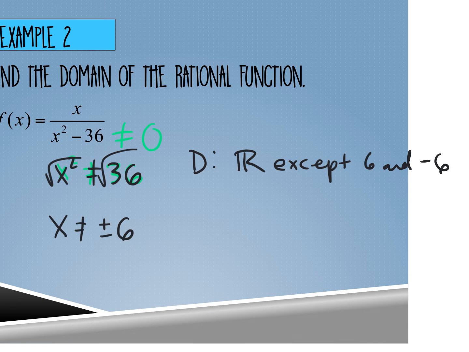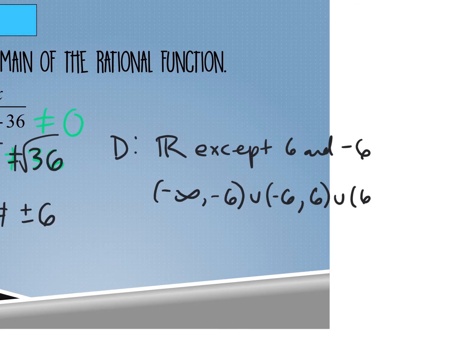Or if I write it as an interval notation, I start with negative infinity and go to where? Negative 6. And then where do I pick back up again? Negative 6 to 6, and then 6 to infinity. So just remember, your domain starts with the smallest number. That's why we start with negative infinity. Then it goes until we stop, which the next number, if we were going on a number line, would be negative 6. Then we pick back up at 6. So it just starts at the smallest, goes to the biggest.